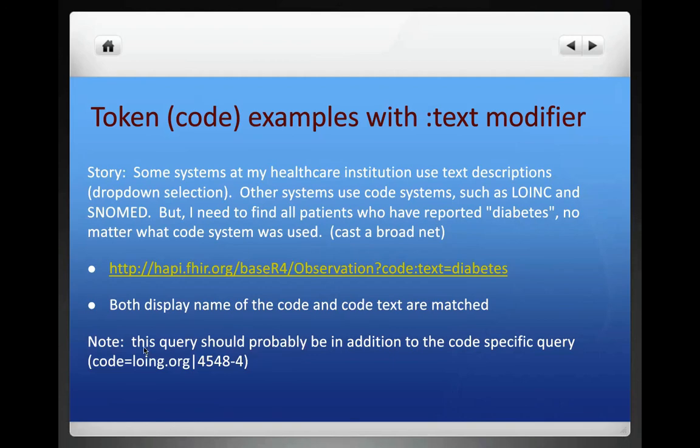Note, and I have a specific note because I like codes. Note that this query should probably be in addition to a code-specific query. If I were doing this, I would do this, but I would also add an and, or have a separate query, which says that if the code itself was of a LOINC code 454841-4, that it would match either.